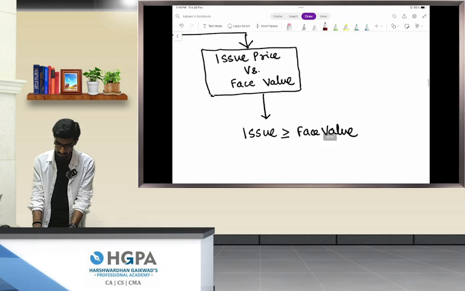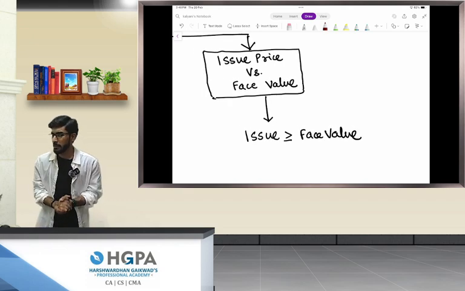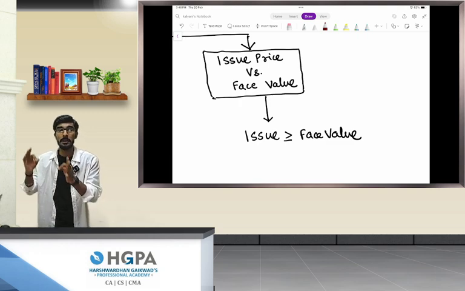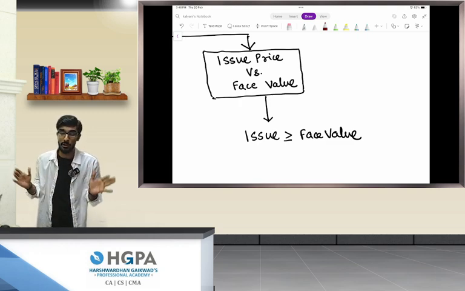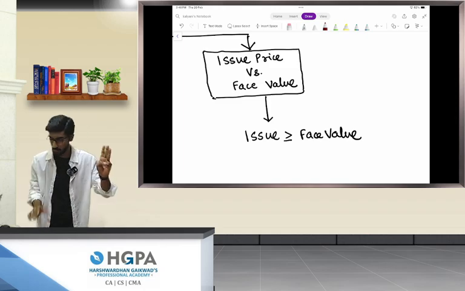Next is issue price versus face value. Over here, very simple. The issue price should always be more than or equal to face value. It should not be less than face value. Very simple.